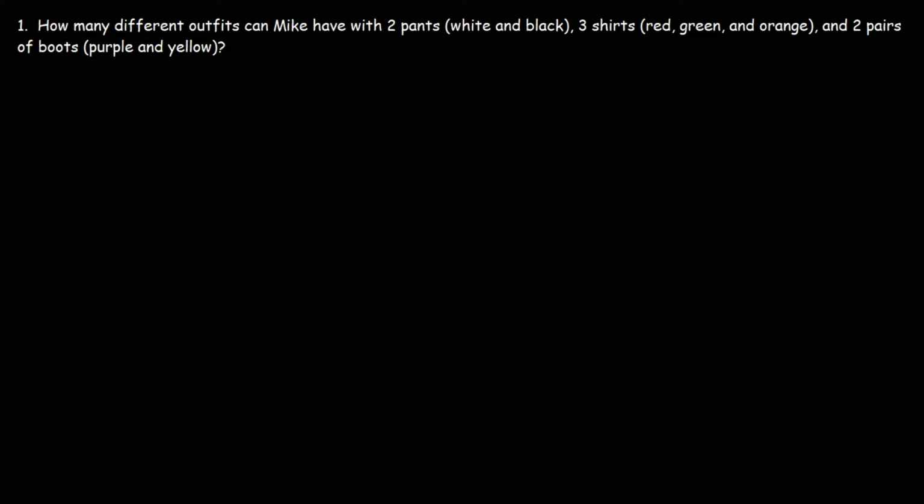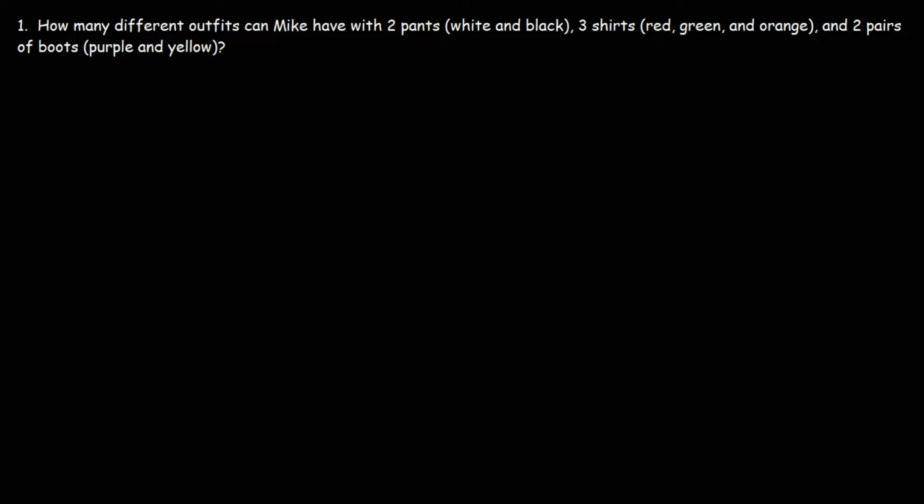In this lesson, we're going to talk about the fundamental counting principle. This principle can help us to determine the total number of possible outcomes that can occur in a situation. And the way we get this number is by multiplying the number of outcomes that occur for each event within that situation.